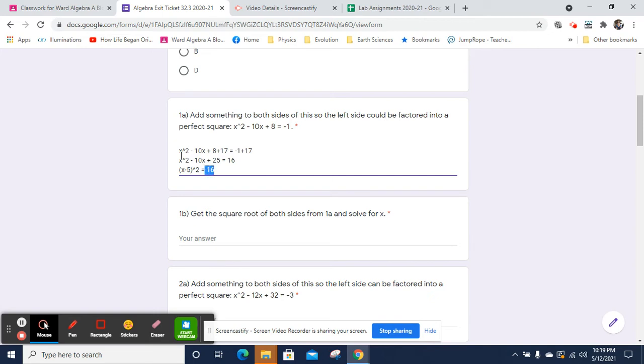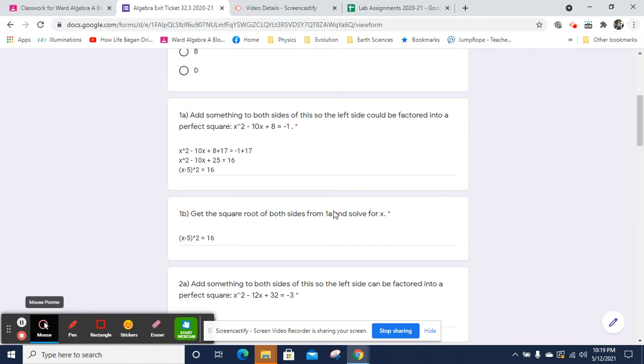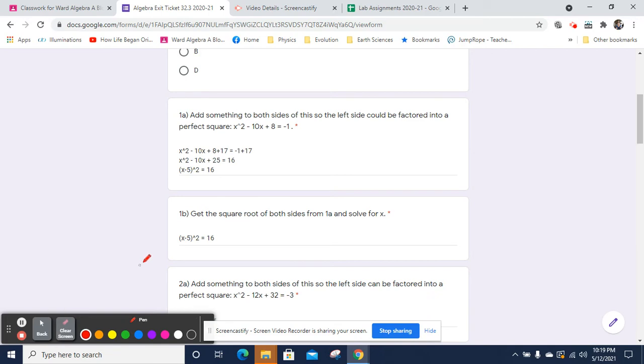Now we're going to copy that because the next question asks us to get the square root of both sides and solve for x. So I'm going to zoom, actually make this bigger for us. The square root, come on, you're going to do it? I guess it doesn't want to do it yet. Hang on, try that again. It does not want to get bigger. Okay, so we won't.